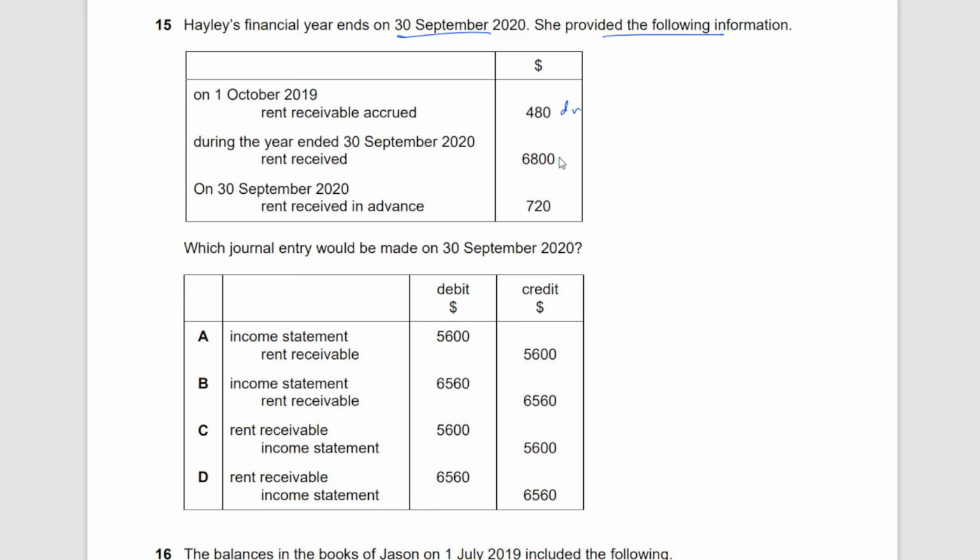During the year we received some rent, and at the end of the year we have some rent in advance. That should give us a credit balance brought down. Which journal entry will be made? Questions like these I always prefer making T accounts, and I always recommend doing that to you as well. So opening rent accrued, rent receivable accrued, it's an income that is accrued, so it's a 480 debit balance. All right. So we received some rent, which will be a credit entry, 6,800. That's, by the way, balance brought down from the previous year on 1st October. 6,800 credit because income account is credited when received.